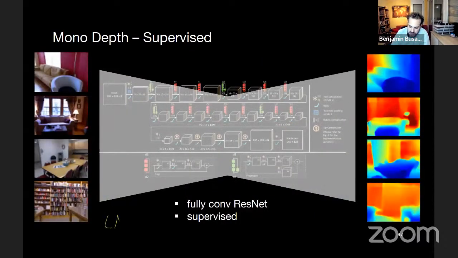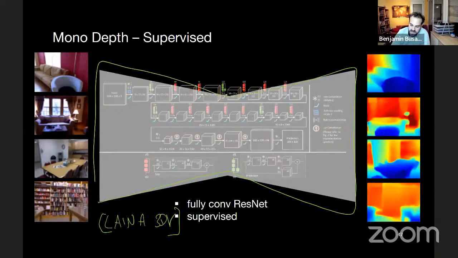So Laina et al. at 3DV did improve upon this with a fully convolutional residual network. And the good thing about the convolution operator, let's spare the details, but it's essentially an autoencoder. The good part about doing this fully convolutionally is that you then can have arbitrary input sizes, because you don't have a fully connected layer in the middle that depends on the size of your image.